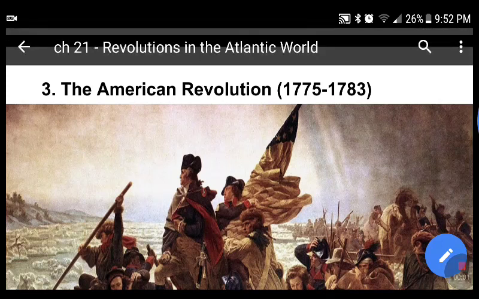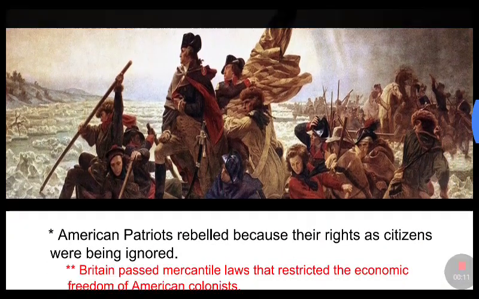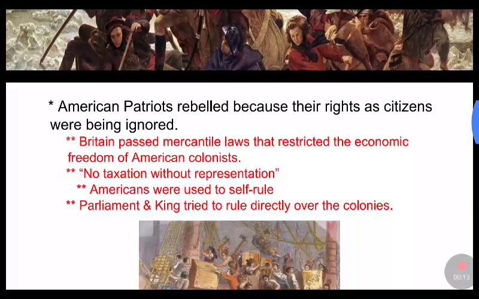All right, so let's get started with the American Revolution. Since we're looking at world history, we're not going to go into a lot of details here about the American Revolution, but we are going to talk about cause and effect. So, what are some of the causes of the American Revolution?